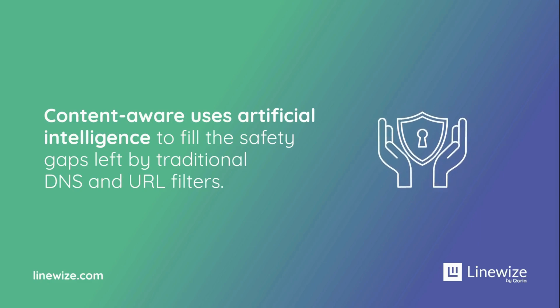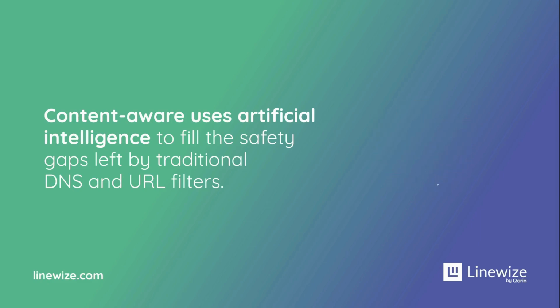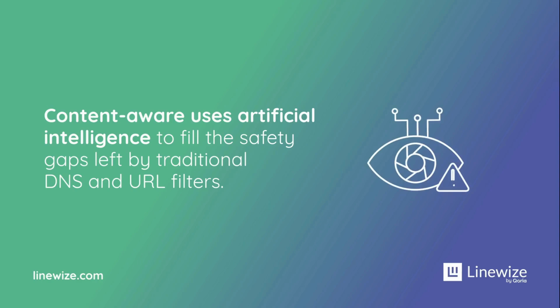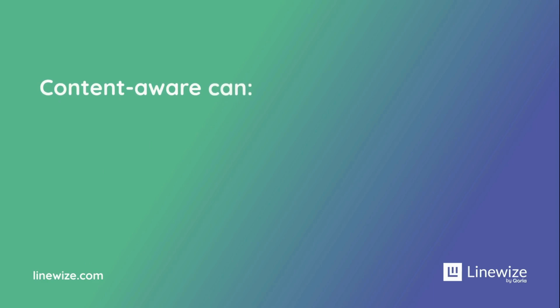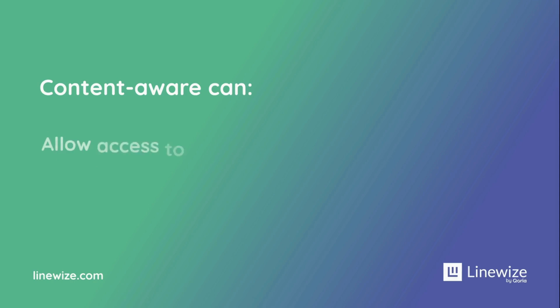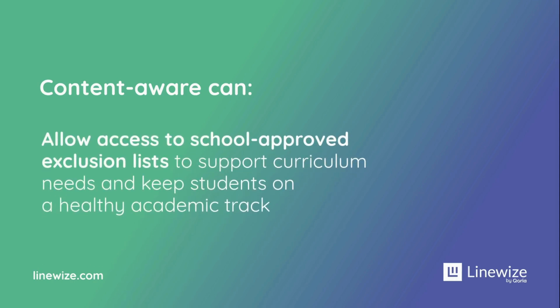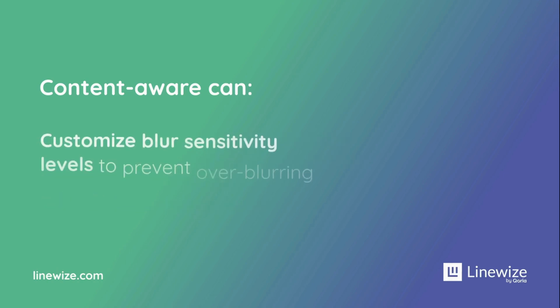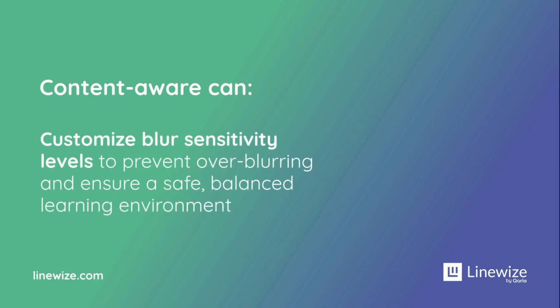So we're not relying on the DNS or URL any longer, but rather using artificial intelligence that will blur imagery before it gets to the end user, not dependent on the source of that image. This includes the ability to blur in brand new uncategorized proxy websites in real time, the ability to exclude trusted sources like your LMS, so there's not going to be any kind of over blurring, plus the ability to blur sensitivity levels to best fit your district's needs and environment.